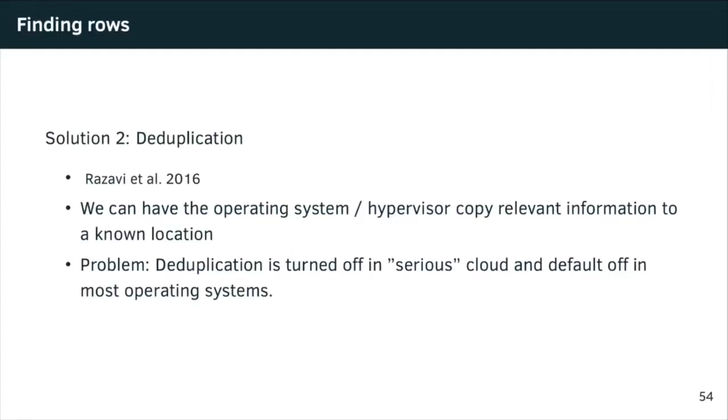The problem with this method is that deduplication is turned off in any serious cloud. The serious is in quotation marks. I actually mean it quite literally. I think if you use deduplication in your cloud, you're not a serious cloud provider. Also, it's default off in most operating systems, not just because of rowhammer, but because there are other attacks on deduplication. It's just a bad idea.